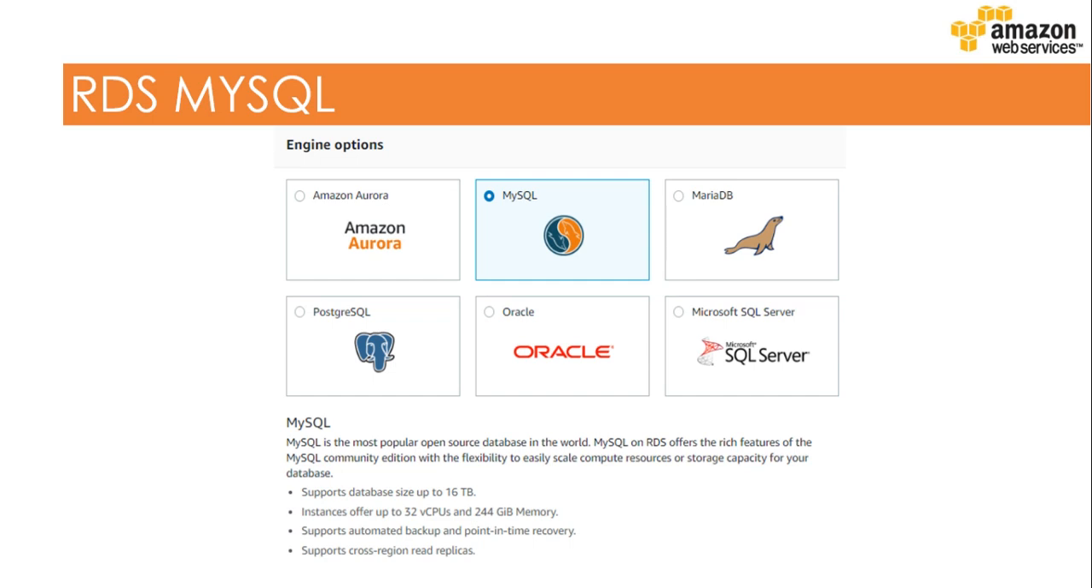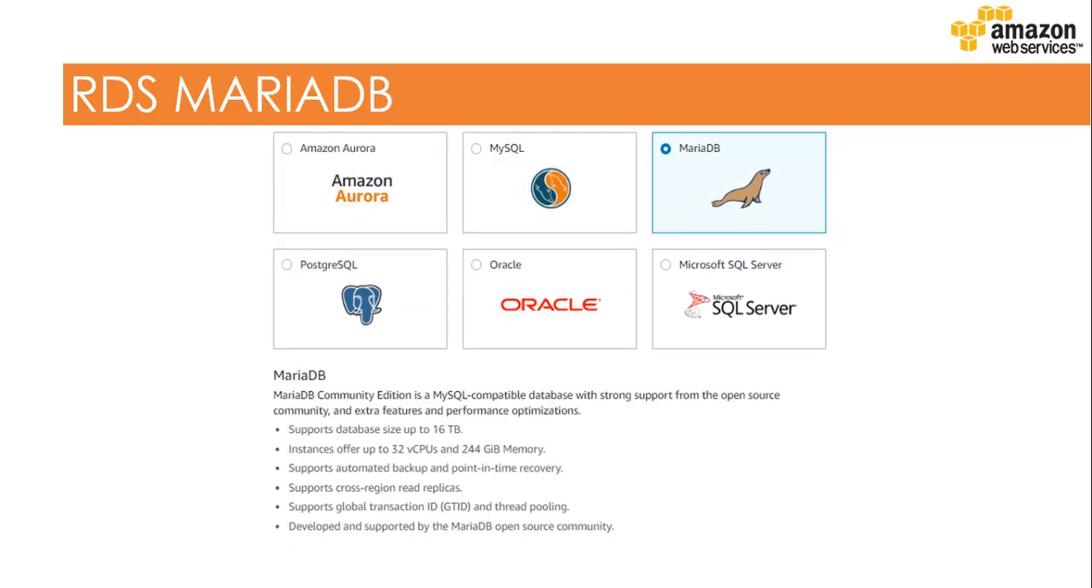Next we have MySQL. MySQL is the most popular open source database in the world. MySQL on RDS offers the rich features of the MySQL Community Edition with the flexibility to easily scale compute resources or storage capacity for your database. It supports database size up to 60 TB. Instances offer up to 32 virtual CPUs and 244 GB memory. It supports automated backup and point-in-time recovery, and supports cross-region replicas.